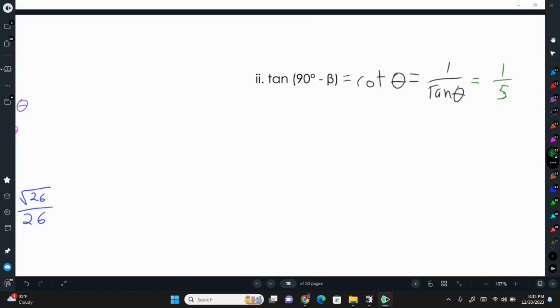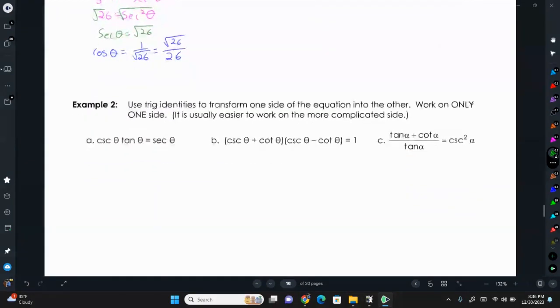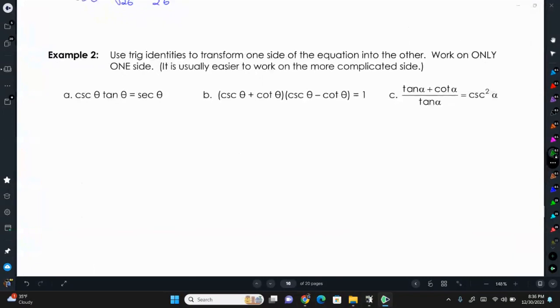So this is just a new way of thinking, and it's going to be difficult at first, but we're just going to keep using those identities to solve these problems. All right, in example 2, use trig identities to transform one side of the equation into the other. Work only on one side.